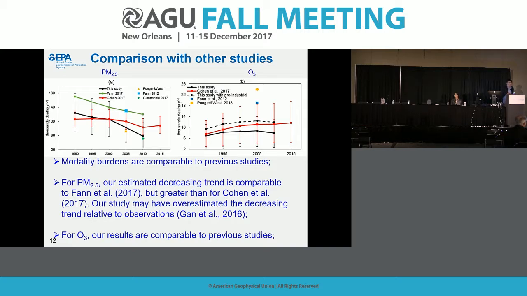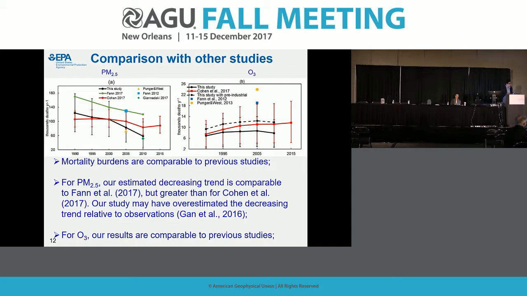Then we compared our study with the available literature. This is a comparison between our study, shown in black, and other studies for PM on the left and ozone on the right. The conclusion we draw from the comparison is that the mortality burdens we estimated in our study are comparable to previous studies.